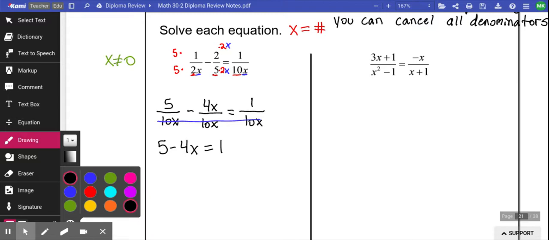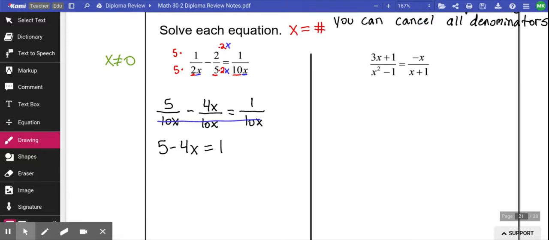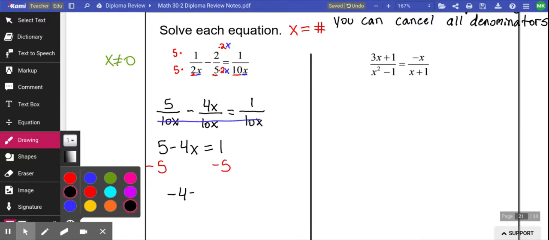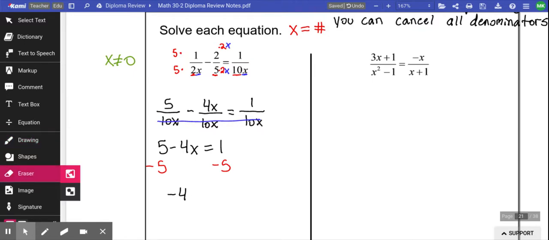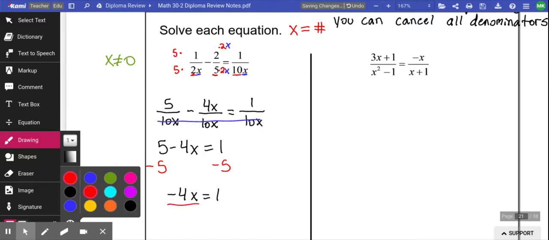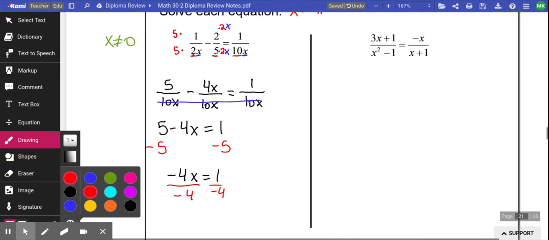Highest exponent is 1. The way we solve a linear equation is by getting x by itself. So we're going to move everything away from the x, starting with the 5, right? Because that's a plus 5. The opposite of plus 5 would be minus 5. So we subtract 5 from both sides. This gives me negative 4x equals 1. Then you need to get rid of the negative 4. To get rid of the negative 4, you would have to divide by negative 4, giving me my final answer of x equals negative 1 over 4.